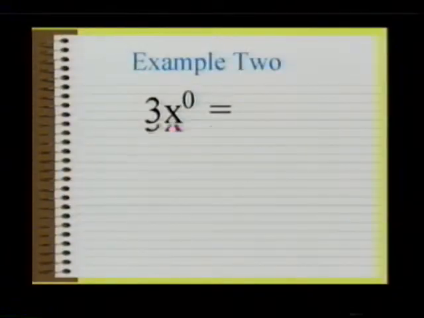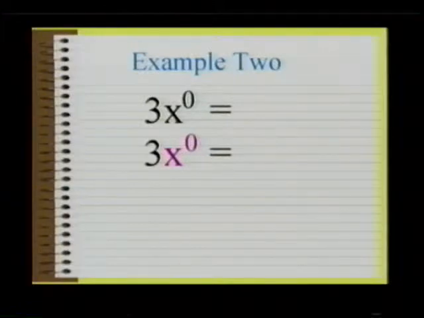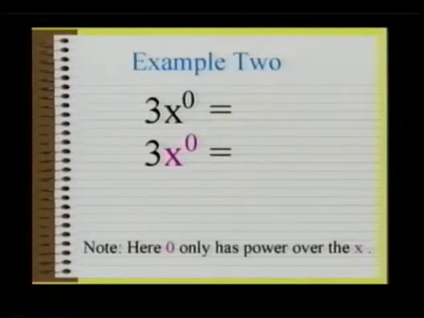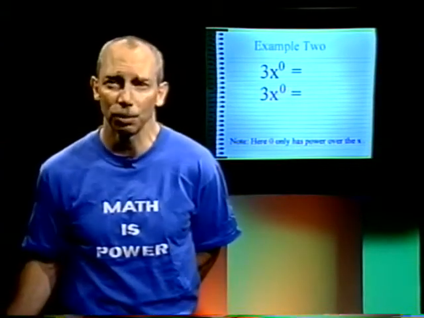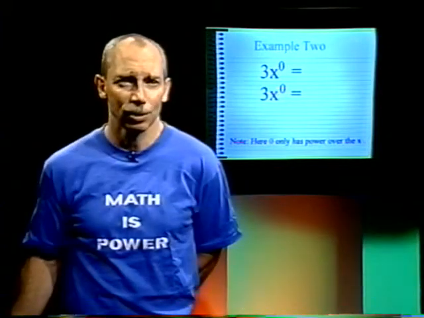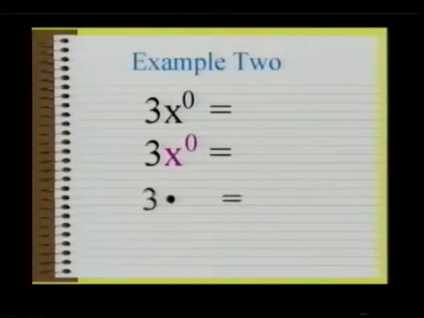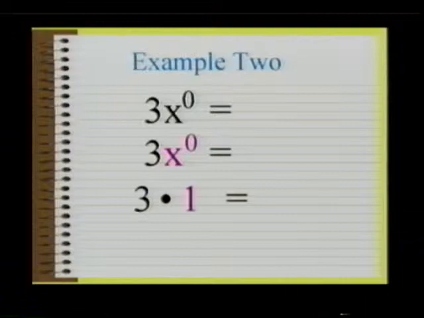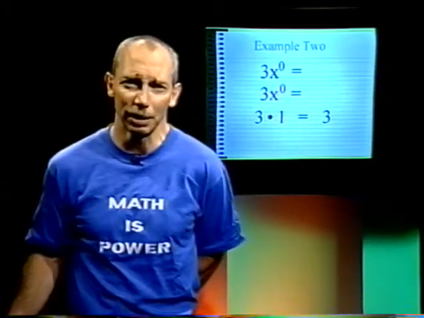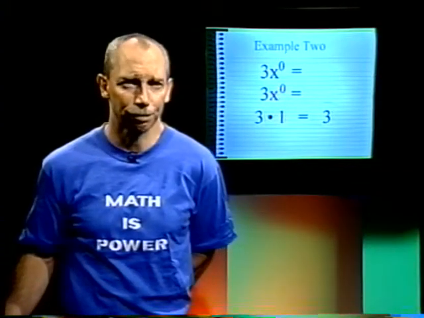Now in this case, the 0, as you can see, only has power over the x, because the order of operations would have me do my exponents before the multiplication, 3 times x. Okay? So the x to the 0th part, in this case x raised to the 0 power, is 1. The 3 now, we calculate with the 1, and we get a 3. So just a little bit of a twist there on the 0 exponent.